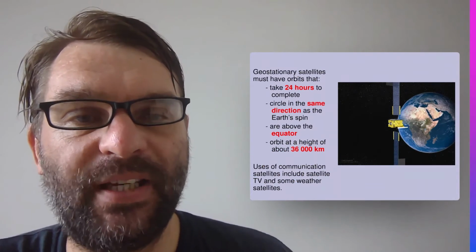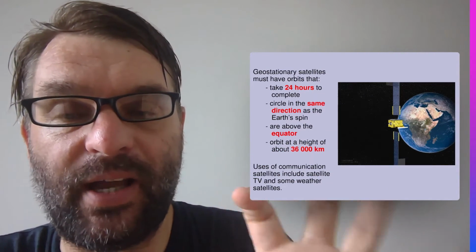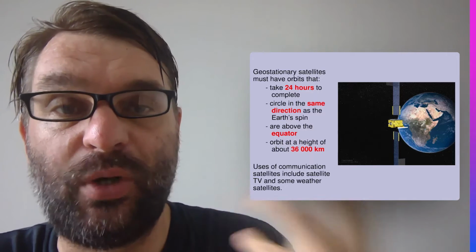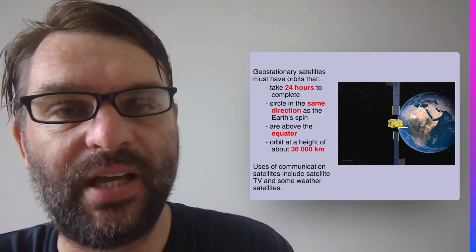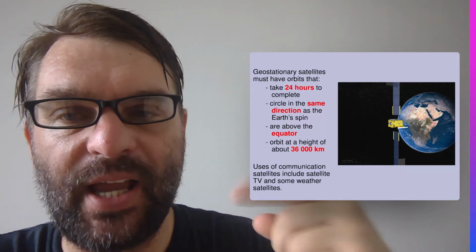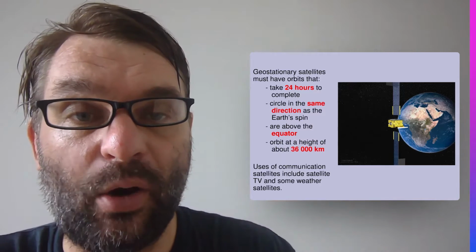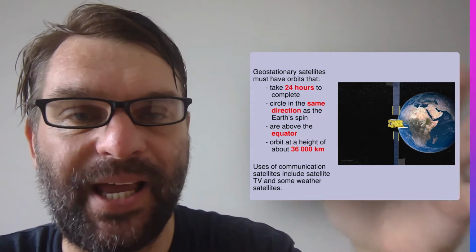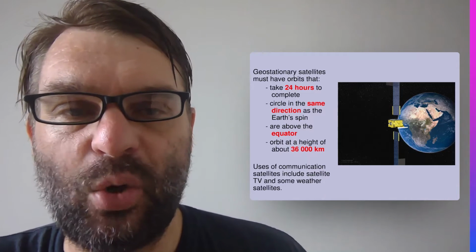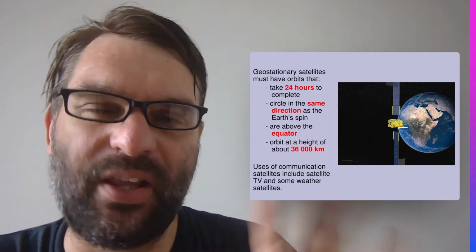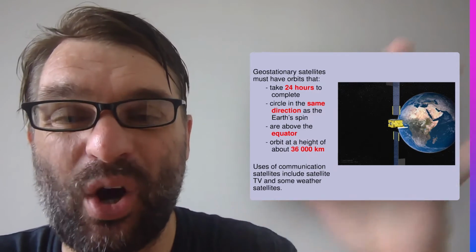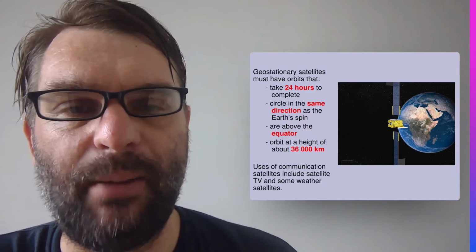And so basically the three things about geostationary satellites is they take 24 hours to complete their orbit, just like the Earth does. They have to be in the same direction as the orbital spin of the Earth, okay? So they stay in the same place. And they have to be above the equator. Okay, and just another thing, they orbit quite high up, about 36,000 kilometers up.